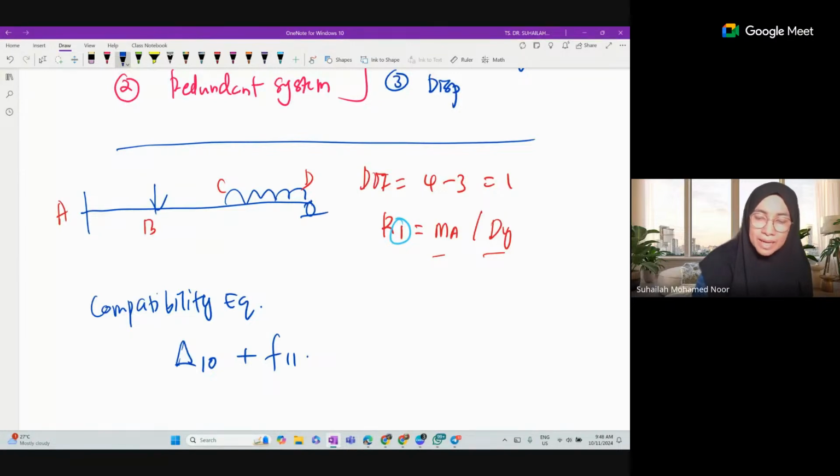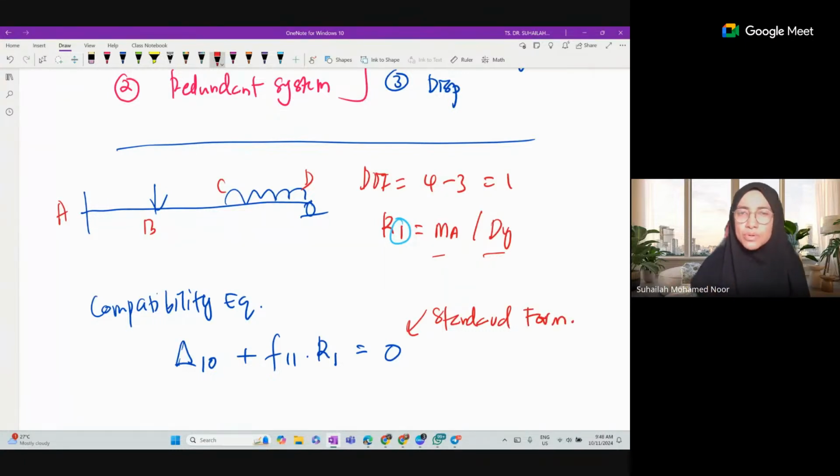To standardize all, we can have here as R1, and this is equal to 0. So this is the standard form of compatibility equation that can be applied to all types of structure. Okay, this is the compatibility equation. This is the standard form. Anyway, we can also use a symbol delta B naught plus FBB, doesn't matter.